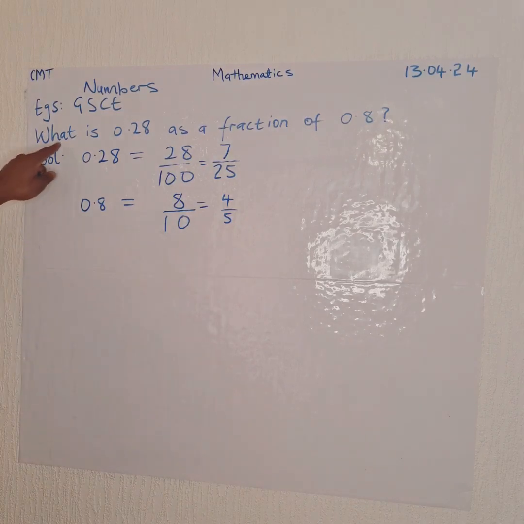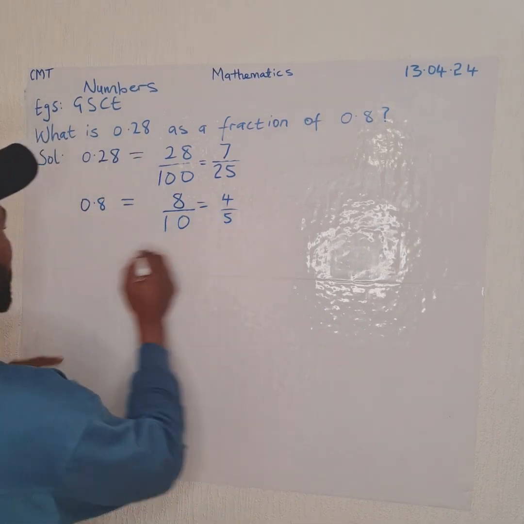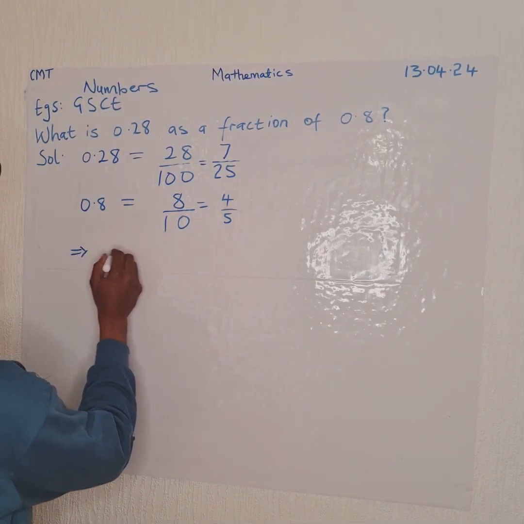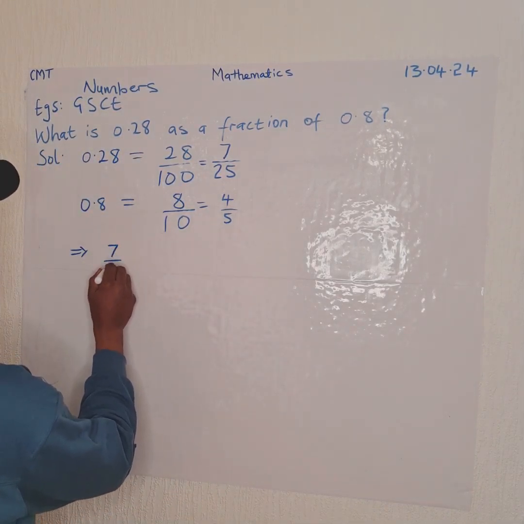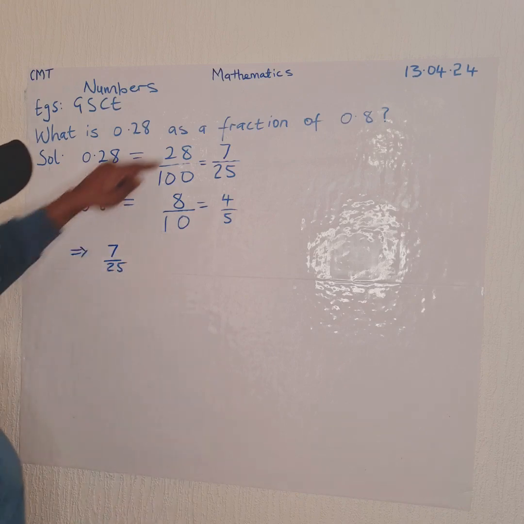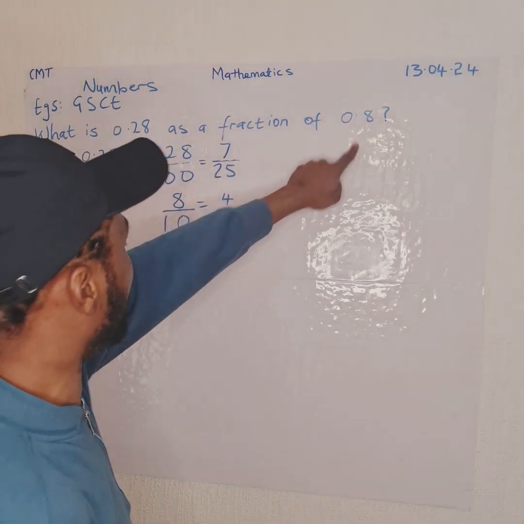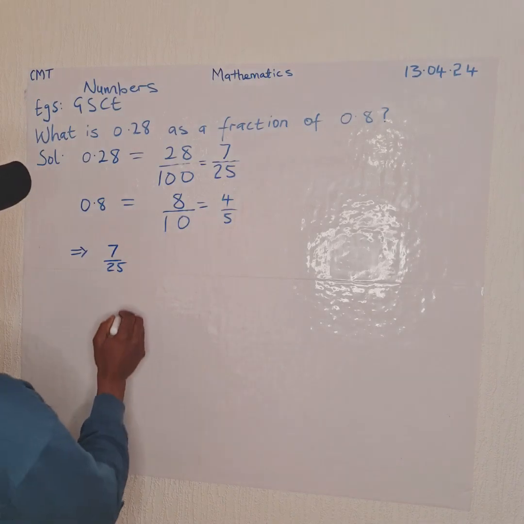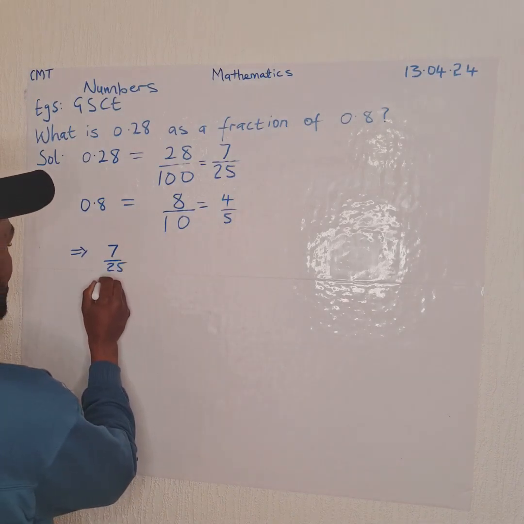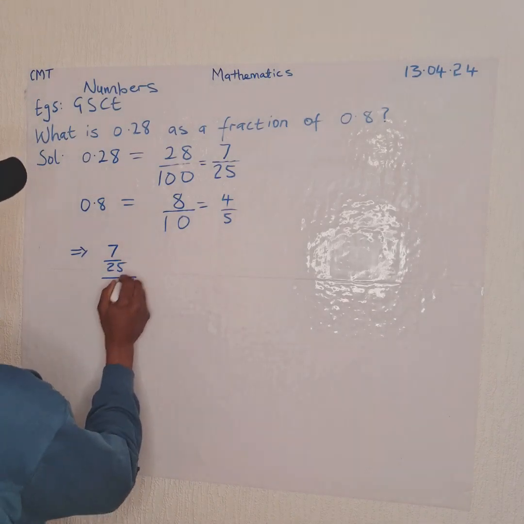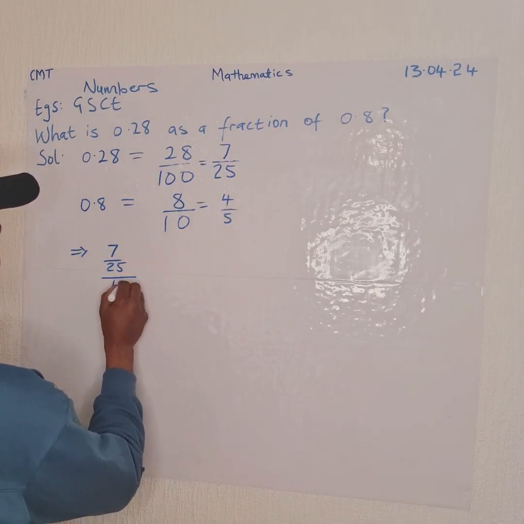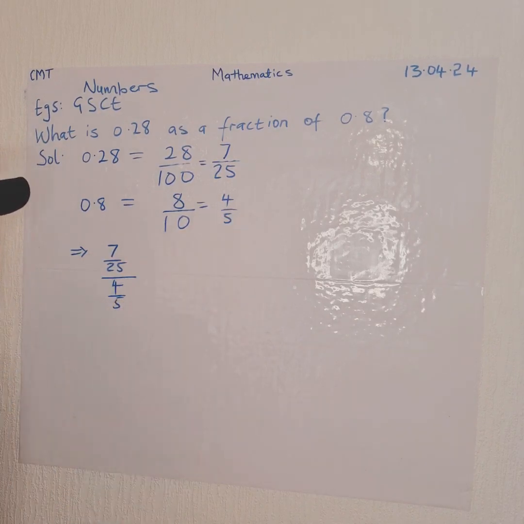Now, the real question says, what is 0.28, in other words, 7 over 25, as a fraction of 0.8, in other words, divided by 4 over 5. This divided by this is simple.